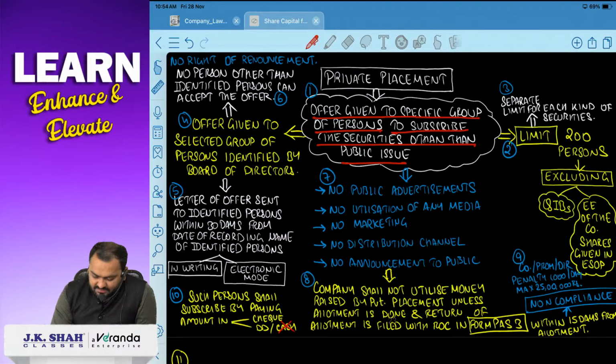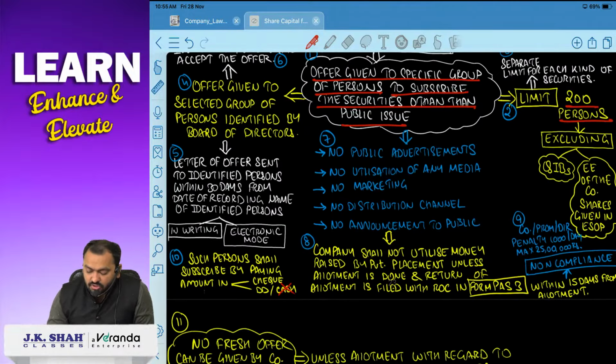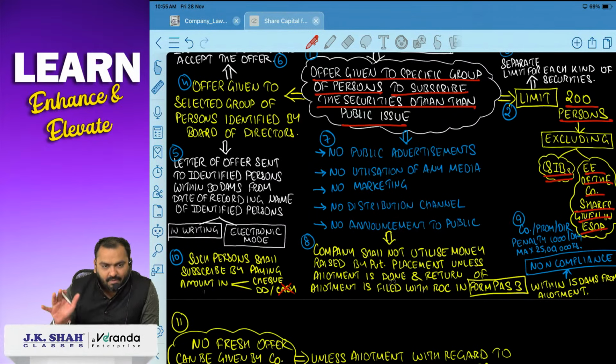Very simple. Second point. When you are making this type of offer, this can be made to a maximum of 200 persons. When you calculate the number of people, you need to exclude QIBs, that is qualified institutional buyers, and the employees of the company to whom the shares are given in ESOPs. Excluding these two categories, the maximum number of persons allowed is 200. Not more than that.